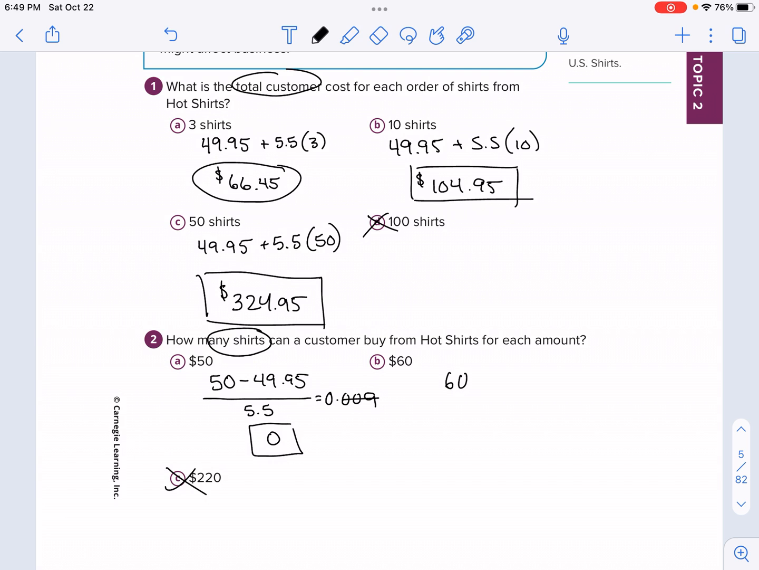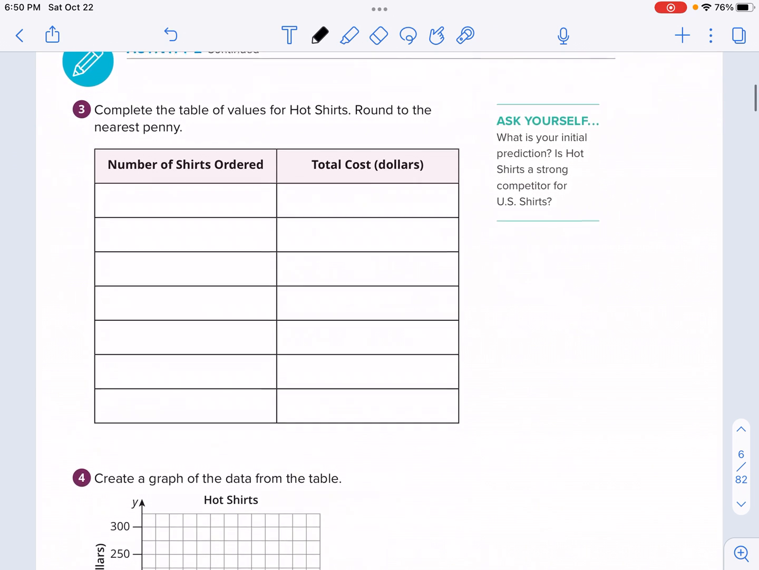This is 60 minus $49.95. We're going to divide this by 5.5. The remainder of this should be $10.05 divided by 5.5. This is going to be 1.83. So this is saying 1 shirt and 83 hundredths of a shirt. You can't purchase 83 hundredths of a shirt, so this is just going to be 1 shirt. You're welcome to go through C, but we're going to forego that. Let's end it on the next page, but I'm going to give you some of these answers here, just so the video isn't super long.